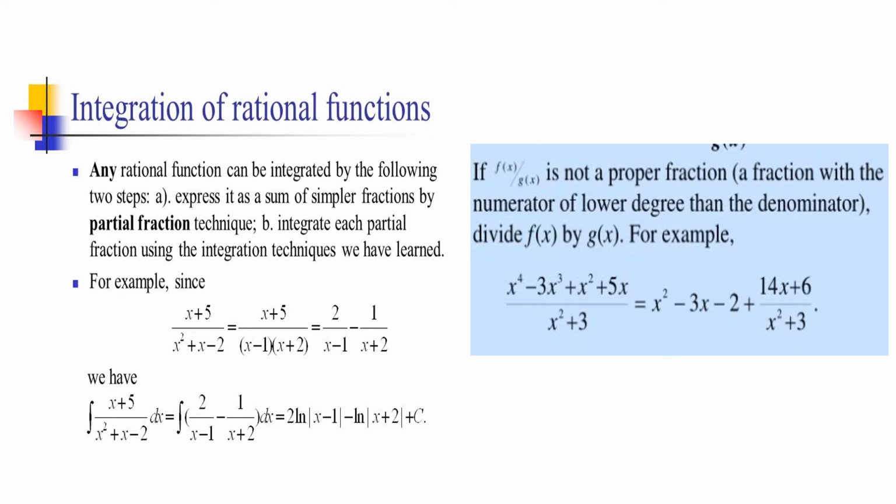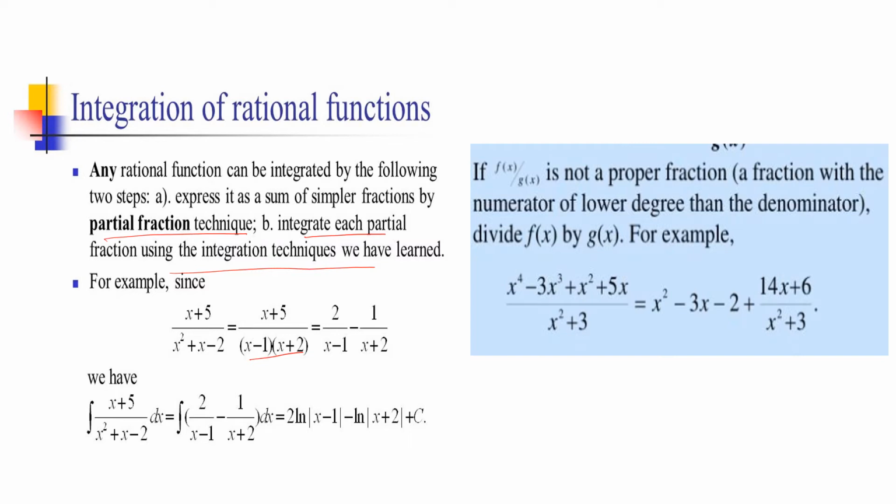Any rational function can be integrated by following two steps. Express it as a sum of simpler fractions by using the technique called partial fraction technique. Then integrate each partial fraction using the integration techniques that we have learned. For example, there is an integral which is x plus 5 upon x square plus x minus 2, in which the denominator can be expressed as the product of two different factors, x minus 1 and x plus 2.